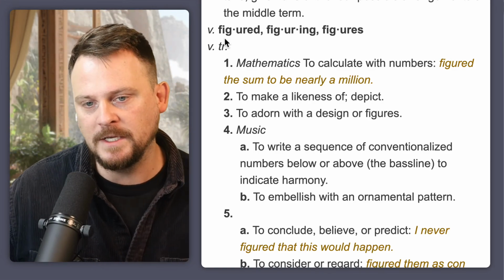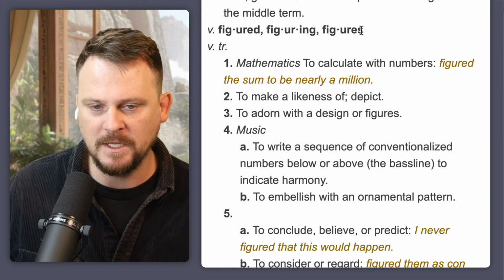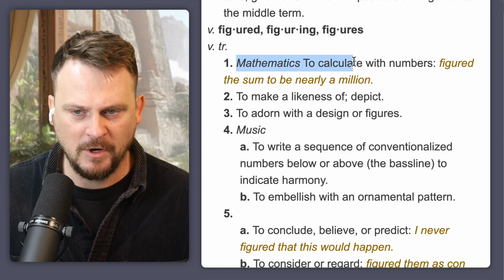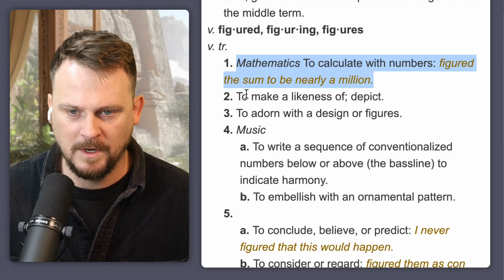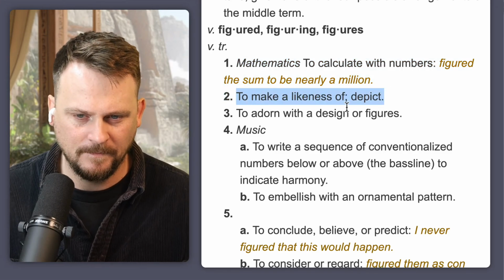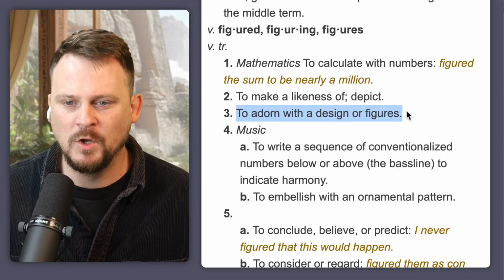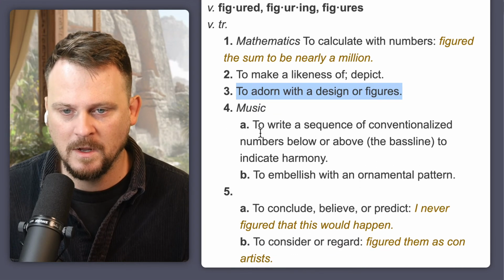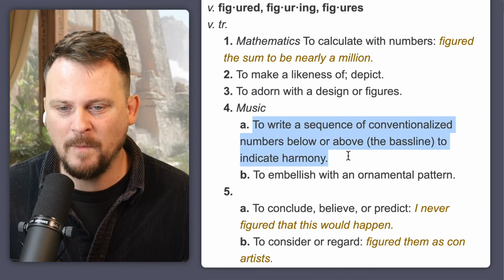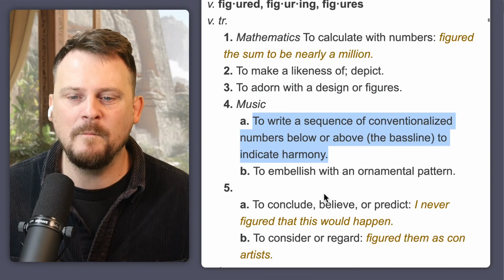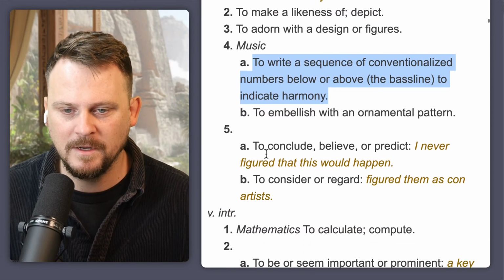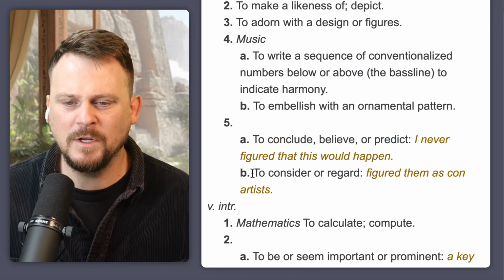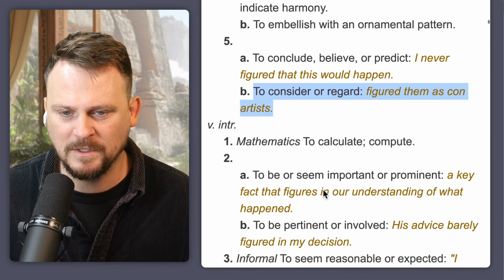And we get nice figuring and figures so that we see the specific forms of the word. Mathematics: to calculate with numbers, figured the sum. Okay, to make a likeness of or depict. Okay, we might need to ask about that one. To adorn or design, to adorn with a design or figures. To write a sequence of conventionalized numbers below or above. To embellish with an ornamental pattern. To conclude, believe or predict, I never figured that this would happen. To consider or regard, figured them as con artists.